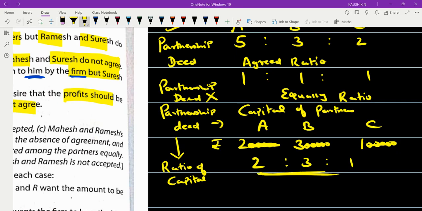ஸோ கேபிட்டல் ரேஷியோ இஸ் ஆல்சோ பார்ட் ஆஃப் அக்ரீட் ரேஷியோ ஒன்லி. பிகாஸ் டீட்ல நீங்க மென்ஷன் பண்றீங்க இந்த ரேஷியோல ஷேர் பண்ண போறோம்ட்டு. ஸோ கேபிட்டல் ரேஷியோ இஸ் ஆல்சோ பார்ட் ஆஃப் அன் அக்ரீட் ரேஷியோ, பட் ஹவ் டு டிரைவ் இட் வேல்யூ டிபெண்டிங் அப்பான் த கேபிட்டல் கான்ட்ரிபியூட்டட் பை த பார்ட்னர்ஸ். இப்போ இந்த இடத்துல உங்களுக்கு ஒரு டவுட் வரலாம்.